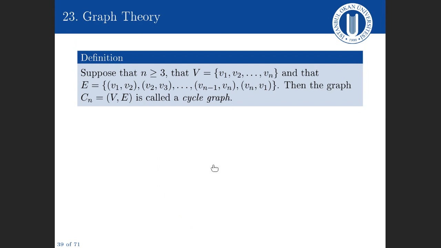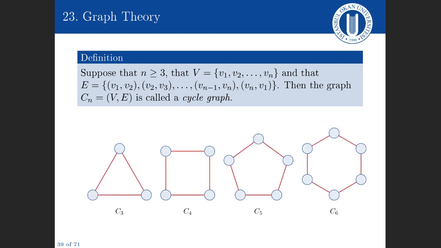Suppose that n is greater than or equal to 3, and suppose that V is a set containing n vertices. Suppose we have an edge which connects V1 to V2, and an edge which connects V2 to V3, and so on. V3 is connected to V4, V4 is connected to V5, and so on. And then the final vertex, Vn, is also connected to V1. Then we have a cycle graph. These are the first four cycle graphs because we need to start with three vertices: C3, C4, C5, and C6.